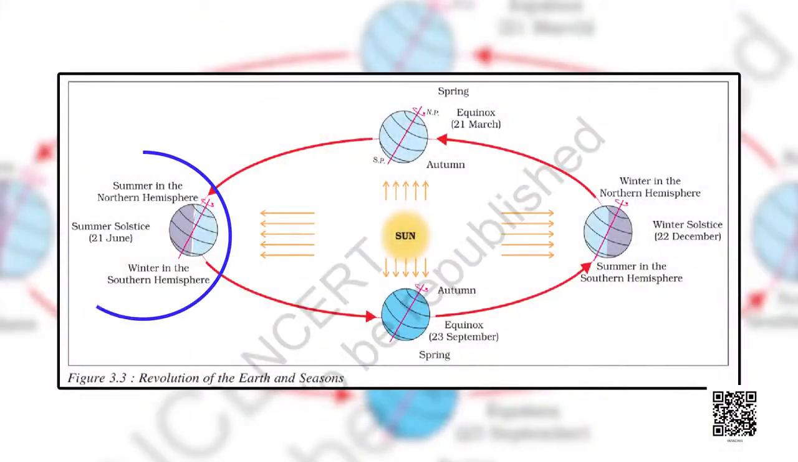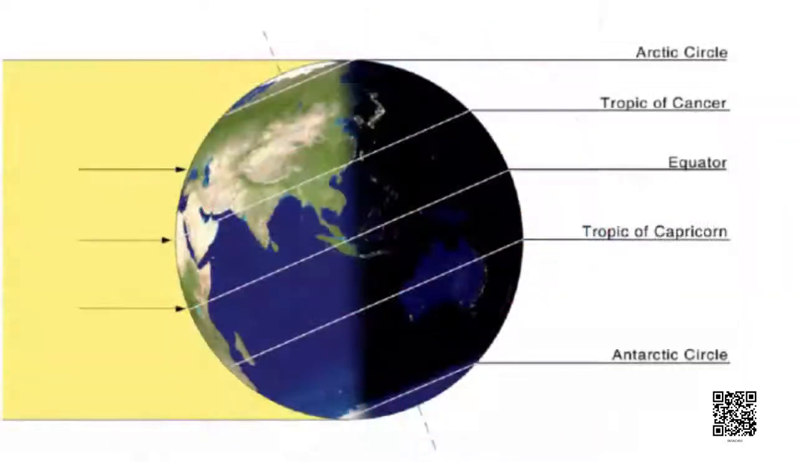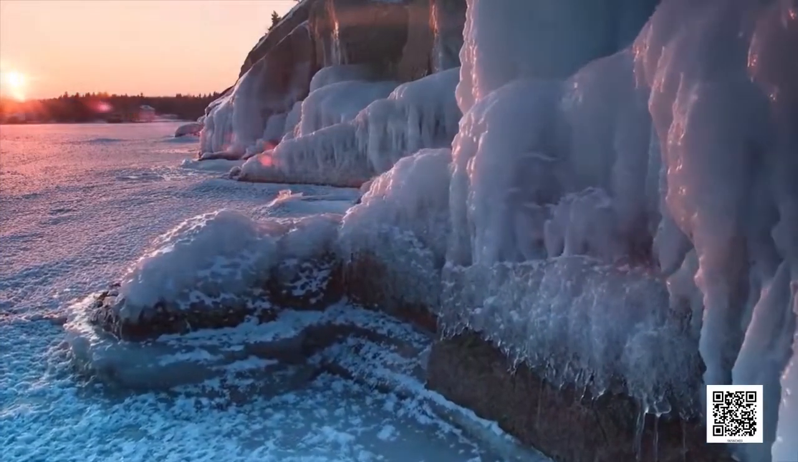Now look at this picture. You will see that on 21st June, the northern hemisphere is tilted towards the Sun. The rays of the Sun fall directly on the Tropic of Cancer. As a result, these areas receive more heat. The areas near the poles receive less heat as the rays of the Sun are slanting. The North Pole is inclined towards the Sun and the places beyond the Arctic Circle experience continuous daylight for about 6 months.